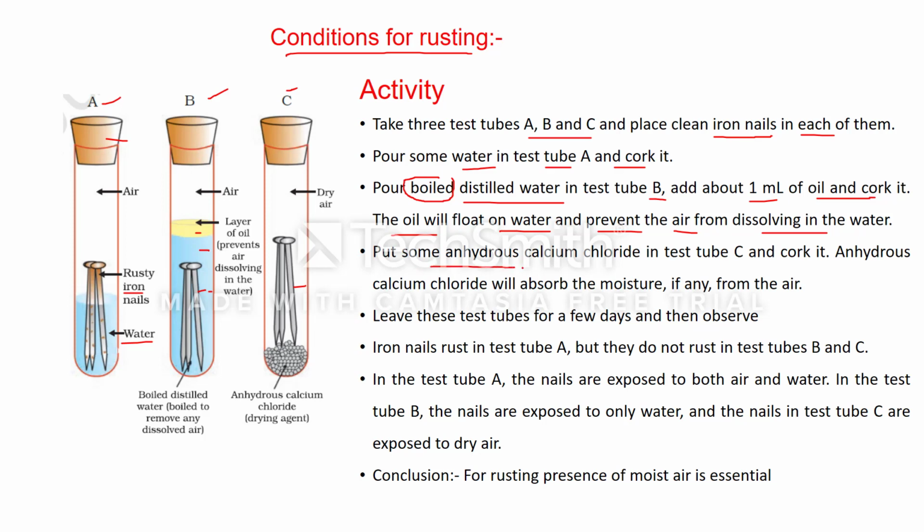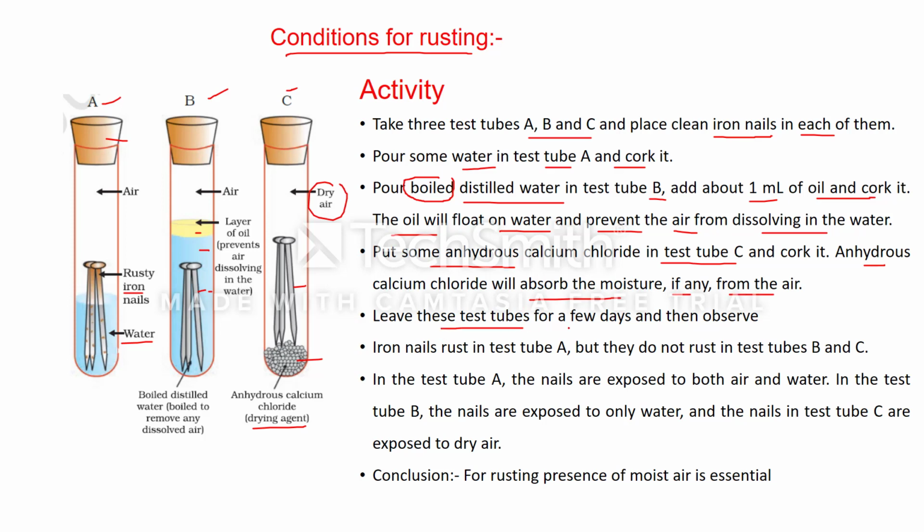And put some anhydrous calcium chloride in test tube C. This is test tube C and we put this anhydrous calcium chloride. Actually this anhydrous calcium chloride acts as a drying agent. It absorbs the moisture present in the air. That's why we will get dry air. This is the purpose of adding anhydrous calcium chloride. It will absorb the moisture, if any, from the air.